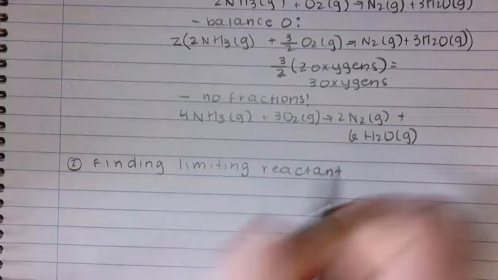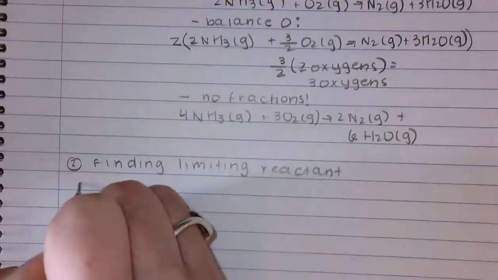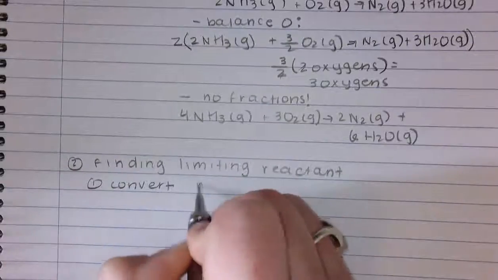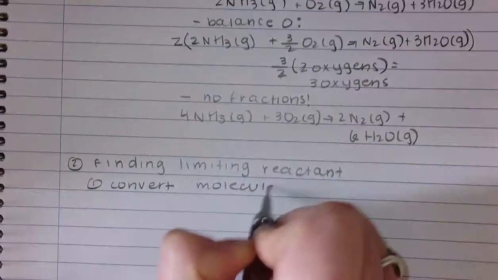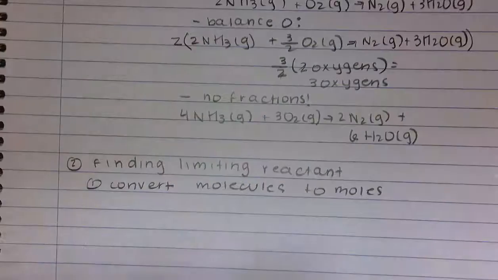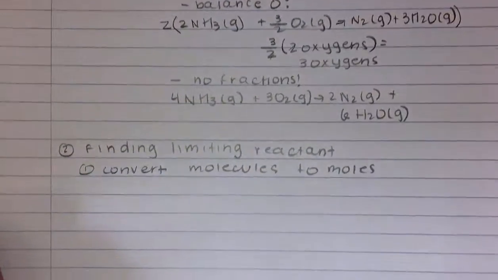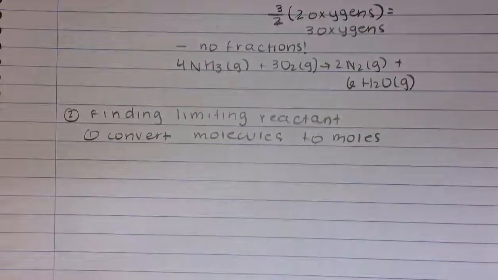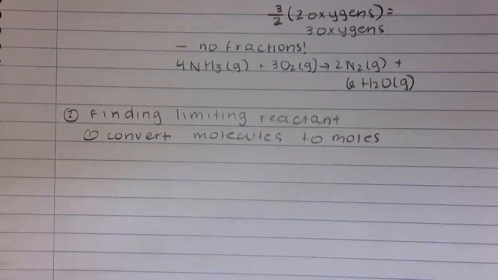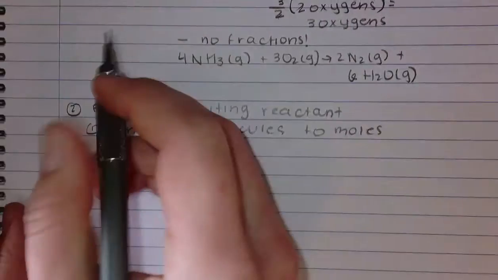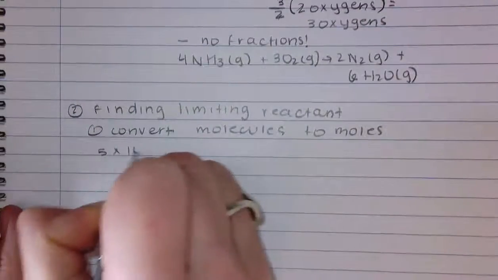So within this step, the first thing I'm going to do is convert molecules to moles. And I think it's really helpful to always think about converting to moles. And that's because a lot of the time you use stoichiometric coefficients in your balanced equation to convert from one species to another. So I'm just going to do this using Avogadro's number.